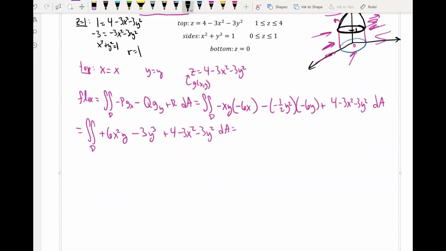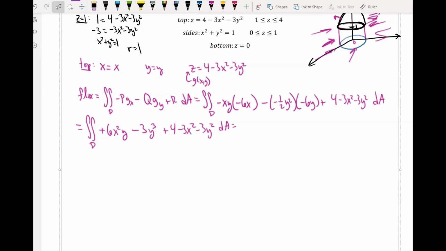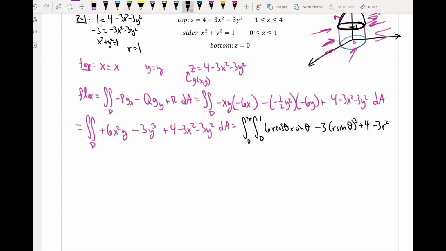Oh gosh, this is going to be terrible. You're going to have the integral with r from 0 to 1 and theta from 0 to 2 pi. This first term is going to be 6 r cosine theta squared times y, which is r sine theta. Then you get negative 3 r sine theta cubed plus 4, and the other one is negative 3 r squared, times r dr d theta.